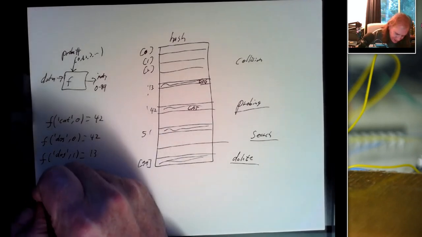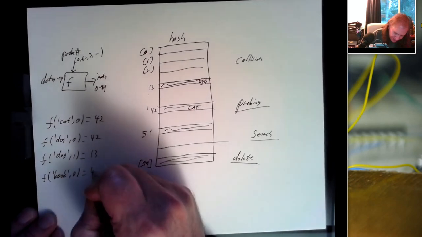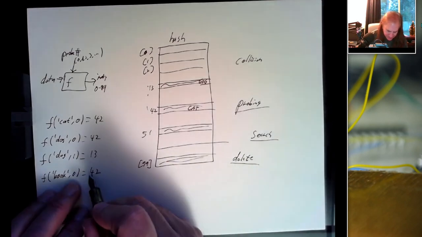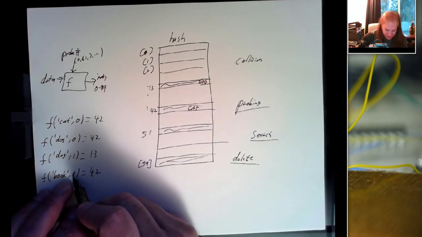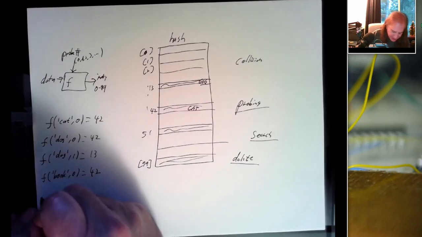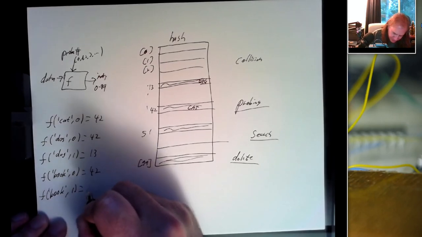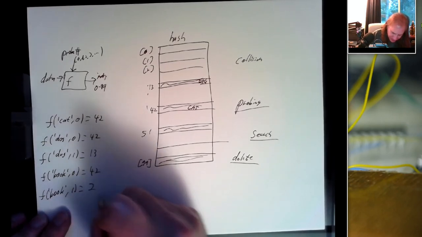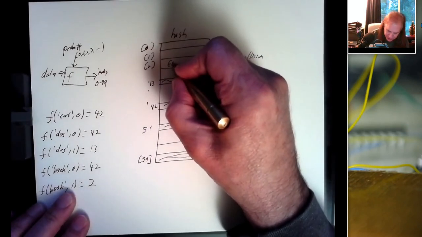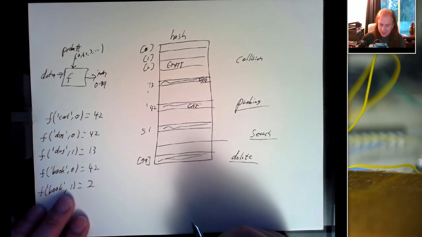Now let's say I try to look for a book, and let's suppose that happens to hash to a 42. So I look for a book, I hash with a probe of 0, I get 42. Well, it's not there, but something else is there, so there could have been a collision. So let's rehash, and let's suppose this comes up with a 2. So I look in location 2, and location 2 is empty. Now I can say, nope, the book's not stored in my hash table.